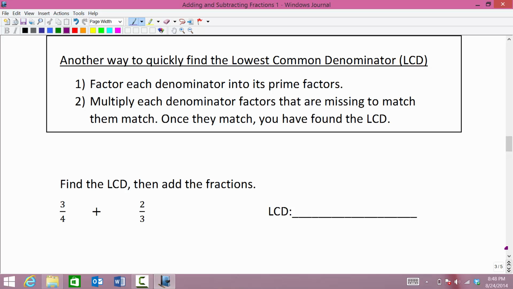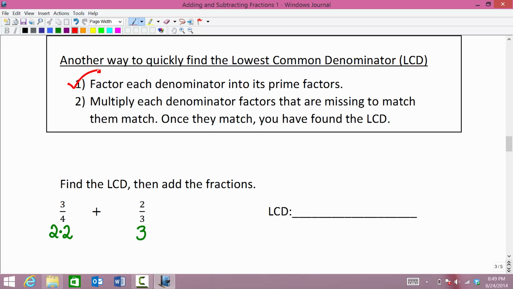There's another way that we can do this without drawing pictures. We can factor both denominators into their prime factors. So earlier we did 3 over 4 plus 2 over 3. Let's use a new method to find how to add these fractions together. To find the LCD, we can break up our denominators into prime factors. 4 is actually 2 times 2, and 3, of course, is already prime. It's 3.